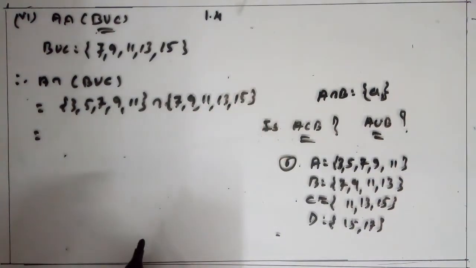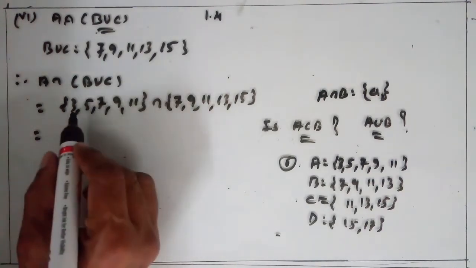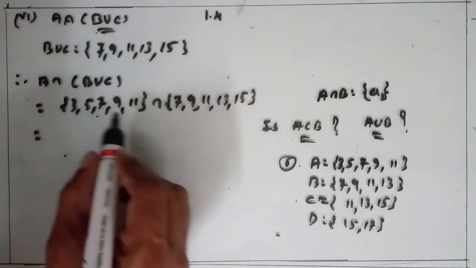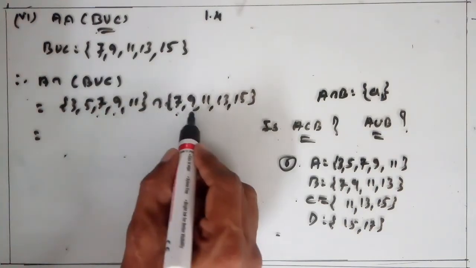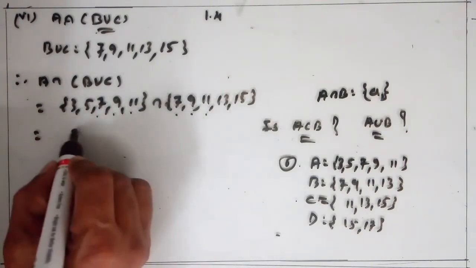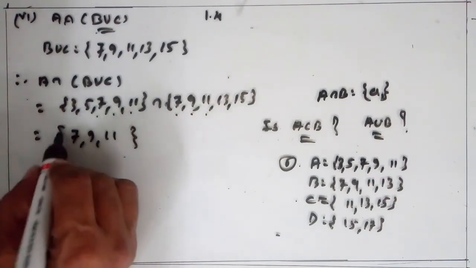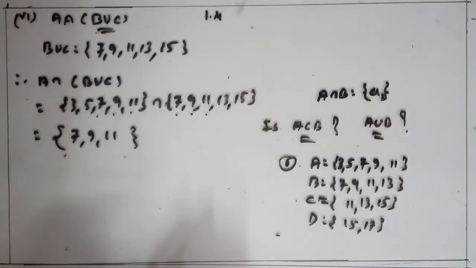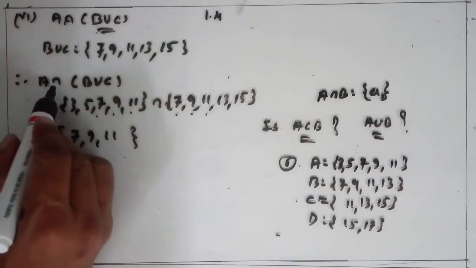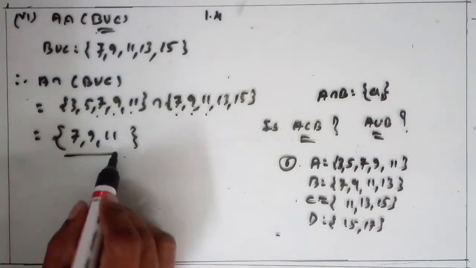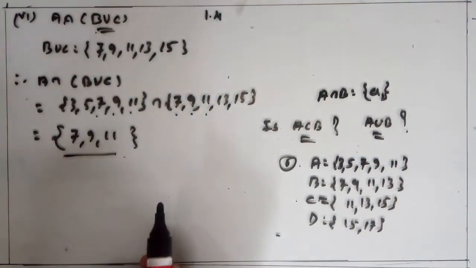So write the intersection of both. You know how to find this. Common in both is 7, then 9, then 11. So 7, 9, 11 are members of the intersection. Clear? So A intersection B union C is equal to 7, 9, 11. Clear this?